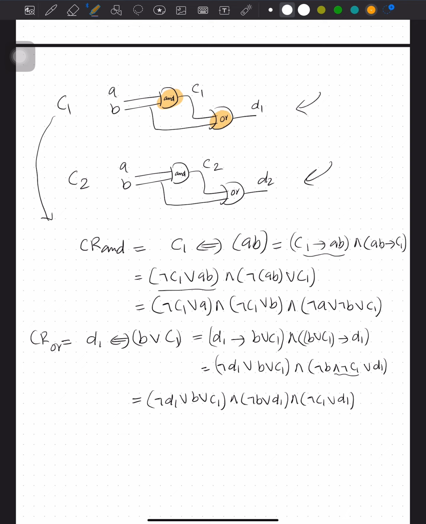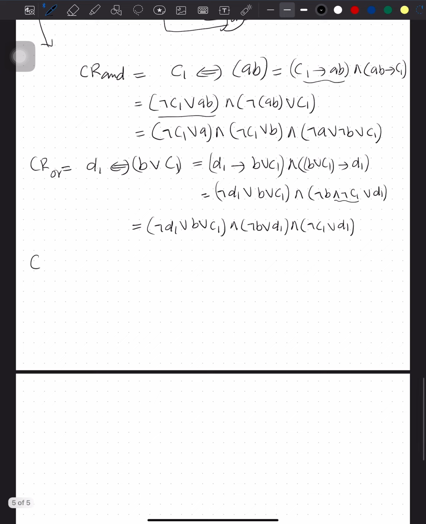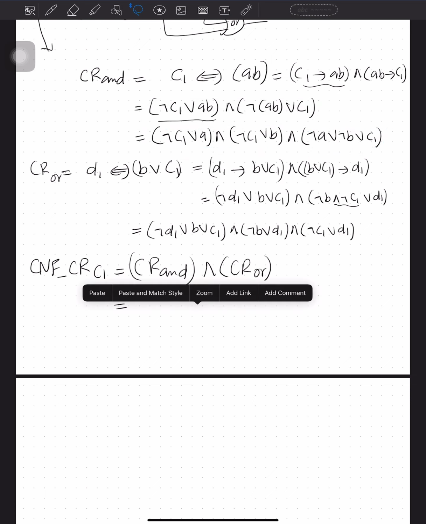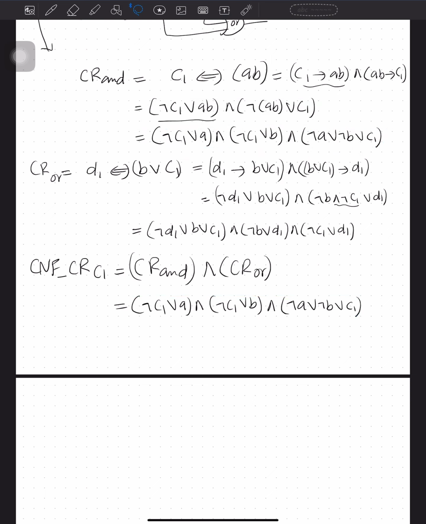AND and OR. So what's the characteristic relationship for C1 altogether? So CNF, we know this is in CNF. The characteristic relationship for C1 together is CR AND with CR OR. So that will basically be this first part here, ended with this second part here.